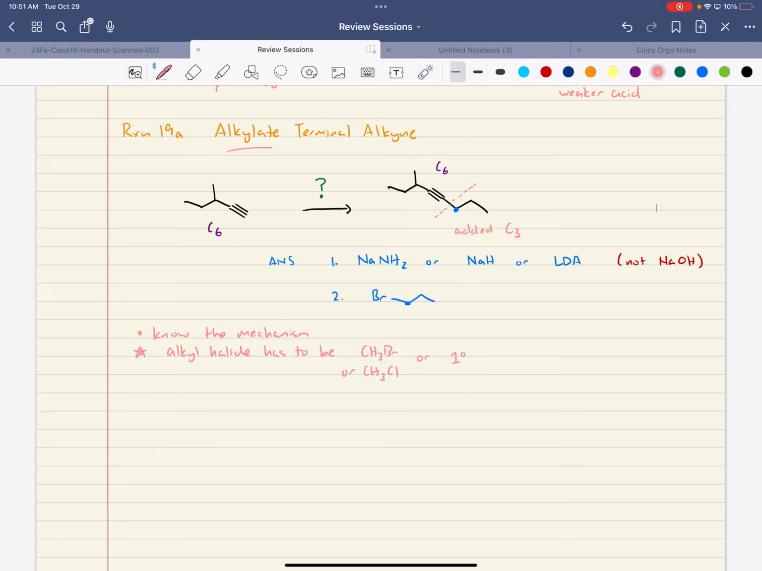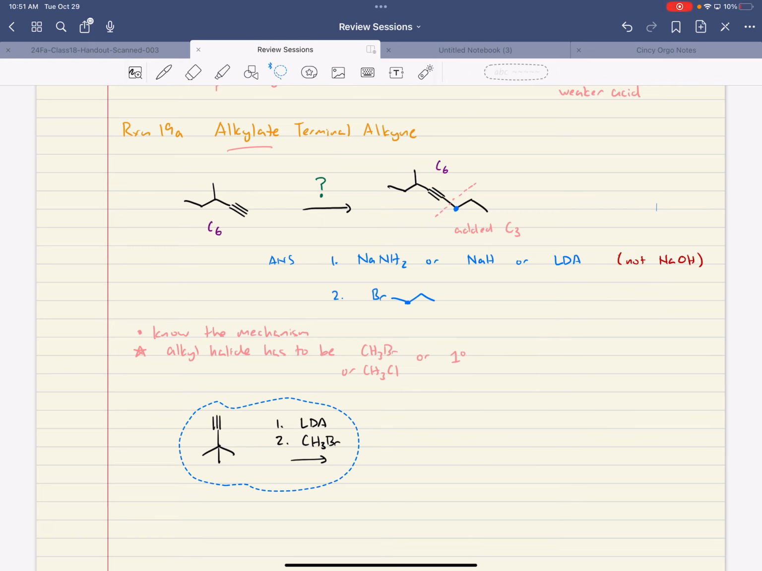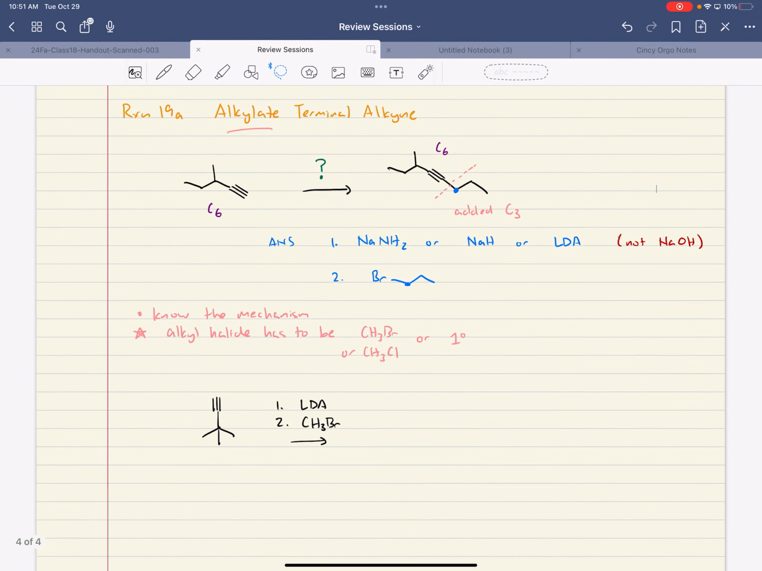So let me give you one more example and then we'll move on. How about if I drew it like this? And now I'll give you LDA. Okay, let's use a methyl halide, CH3Br. How would you draw that product? Okay, go ahead and draw that product.